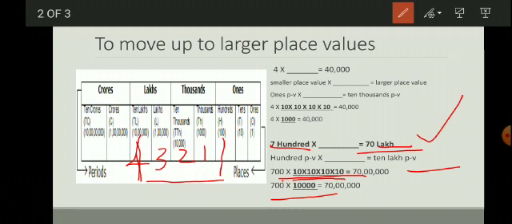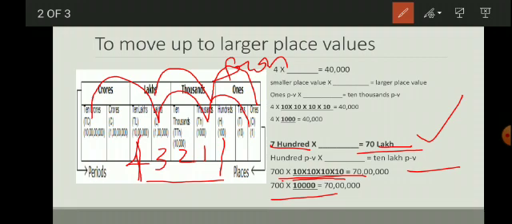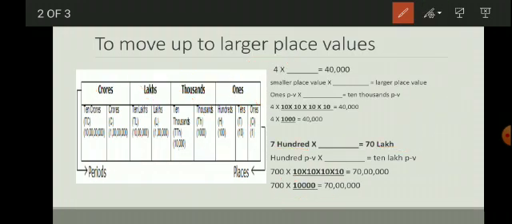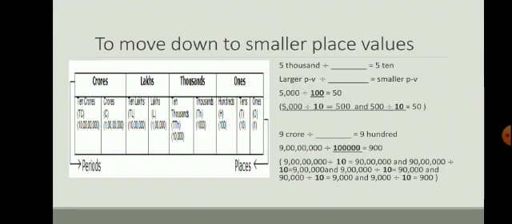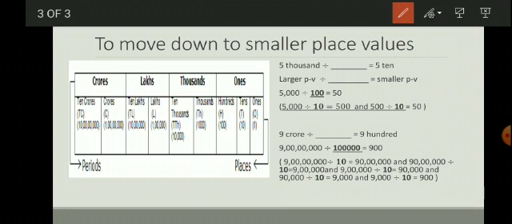This is the method to get larger place values from smaller place values. From smaller place values we are moving to larger place values. Understood, all of you? Okay. Next, let us move to the second rule, to move down to smaller place values.